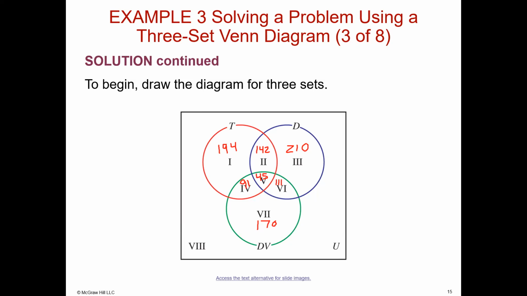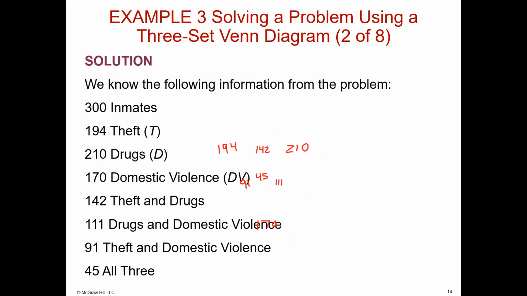All right, ladies, we made a big mistake here. Why can it not be 963? Just think about it. How many inmates were surveyed totally? 300. We're way off. Okay, my bad. We got to start all over.